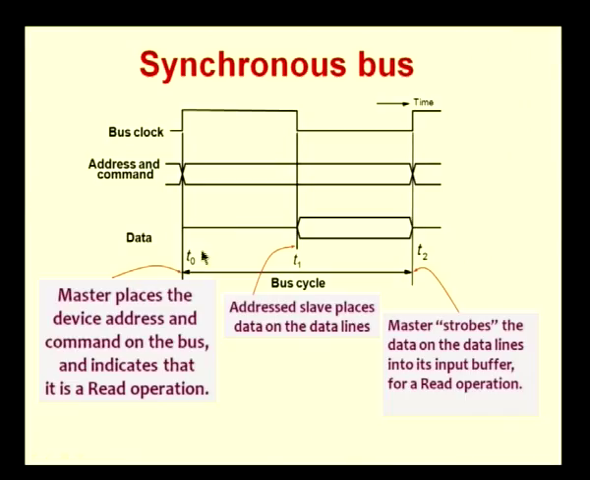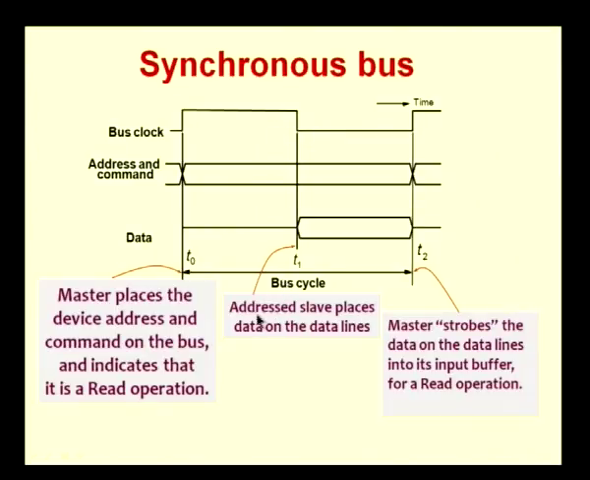Okay. What can happen in a synchronous data transfer is that at time t0, that is at the beginning of the clock pulse, the master could place the device address and the command on the bus, and indicate what kind of operation it is. In this case it is a read operation, for instance. So the address and command are placed on the bus at t0, the rising edge of the bus clock, and then at t1, which is the falling edge of the clock.